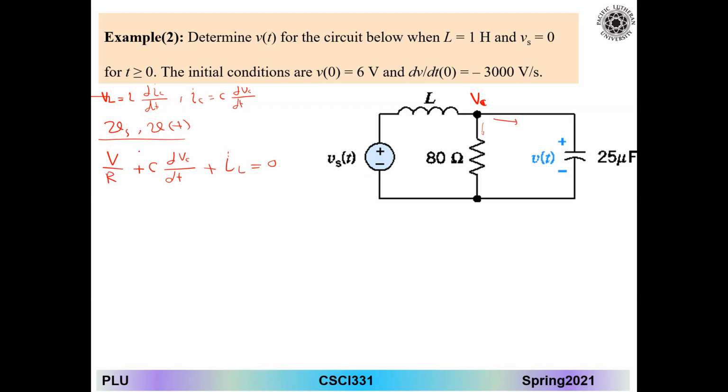Now we end up with the equations V, and this one is VC and V, they are the same, so I can replace this one with V. And I have IL, and I don't have VS in my equations. How can I deal with that?